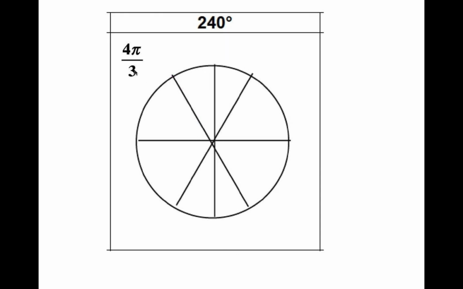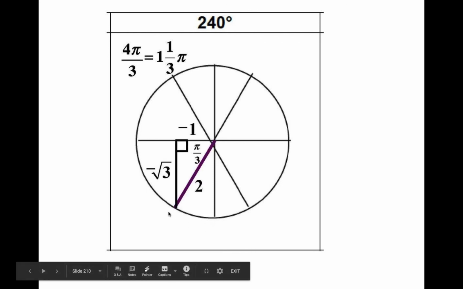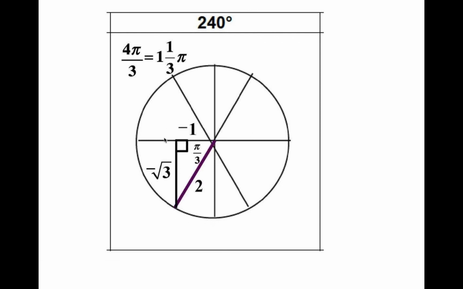And then at 4 pi over 3, this is an improper fraction, so that is equivalent to 1 1/3 pi. So here's 1 pi and 1 1/2. So notice it's less than that. So this is 1, and then 1/3 of a pi is what's in the triangle, which is equivalent to 60. So that's opposite is negative √3. Opposite the hidden 30 is -1, and the hypotenuse is 2.